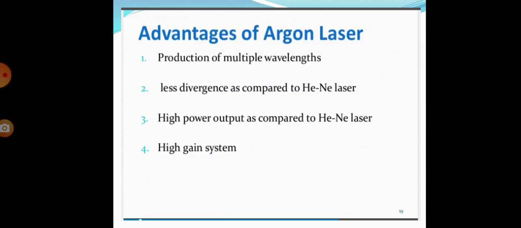Advantages: production of multiple wavelengths, less divergence as compared to helium laser, high power output as compared to helium laser, high gain system.